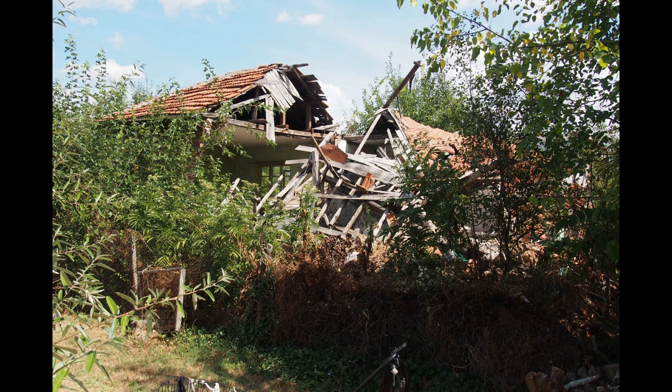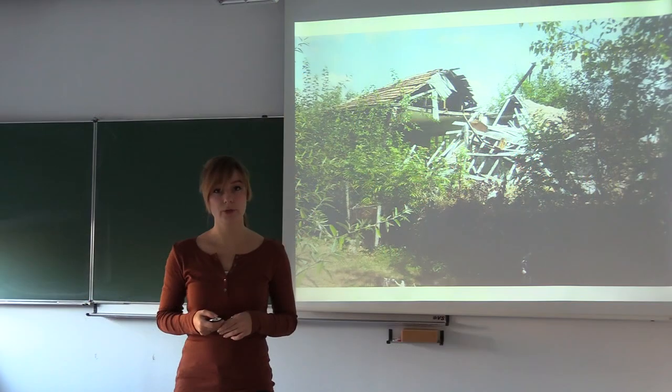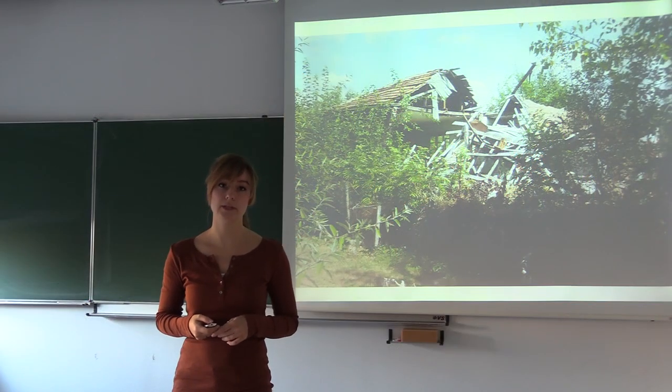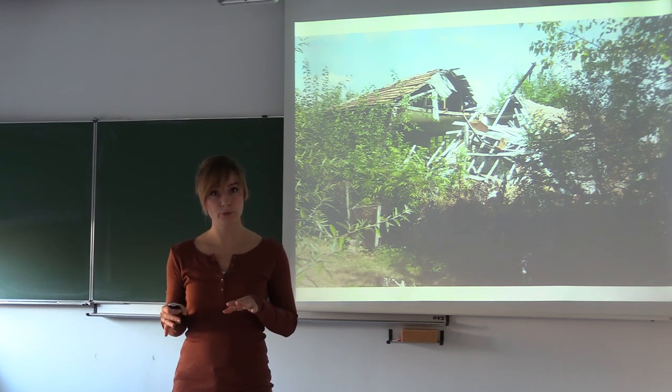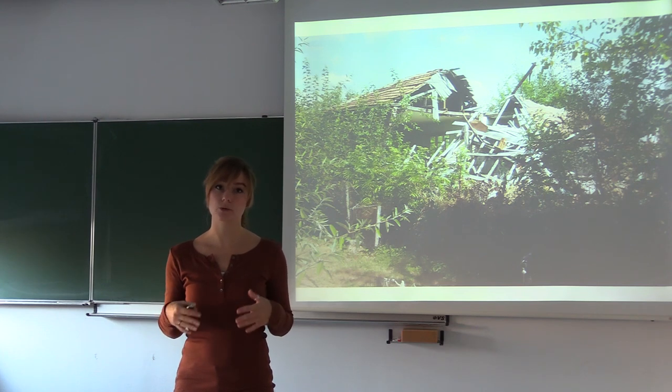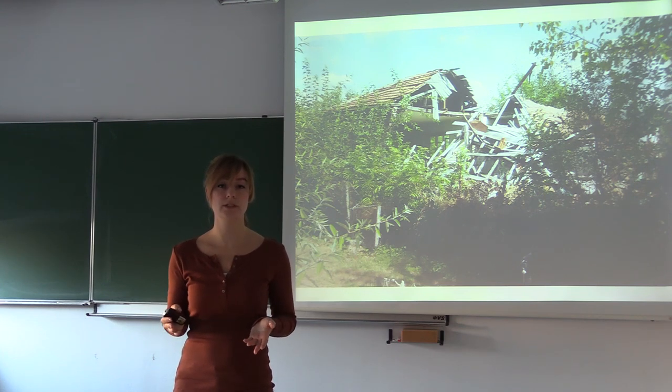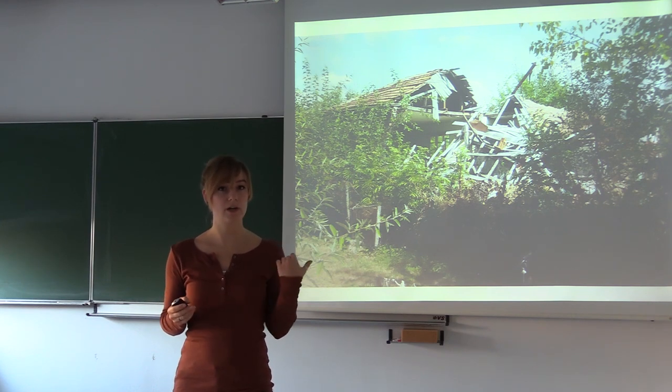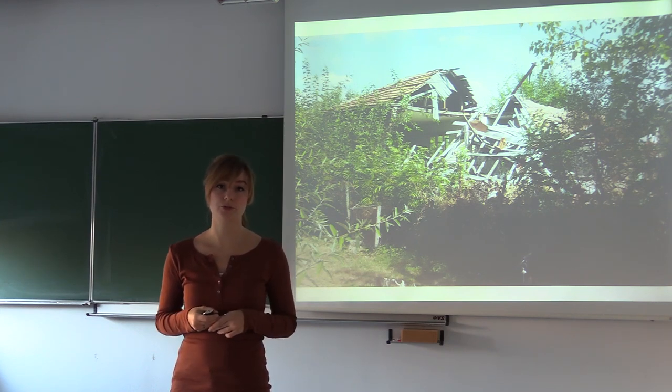You see the collapsed roof and the collapsed walls, and earthquakes occur regularly and in different intensities in Bulgaria. The effect of an earthquake on the earth's surface is called intensity, and depending on how much energy is actually released, the earthquake can be felt as light, medium or violent, like in the case shown in the picture.